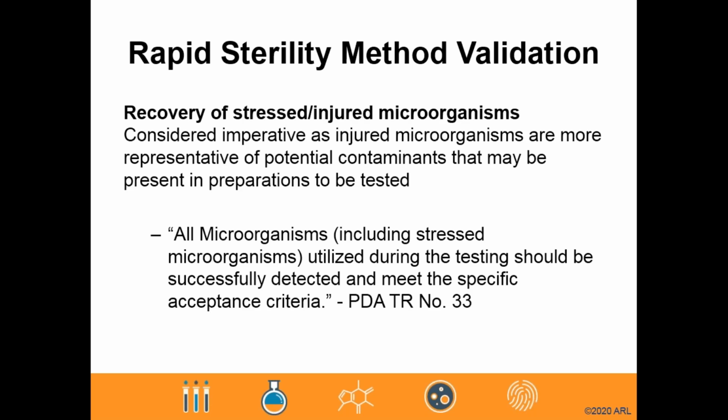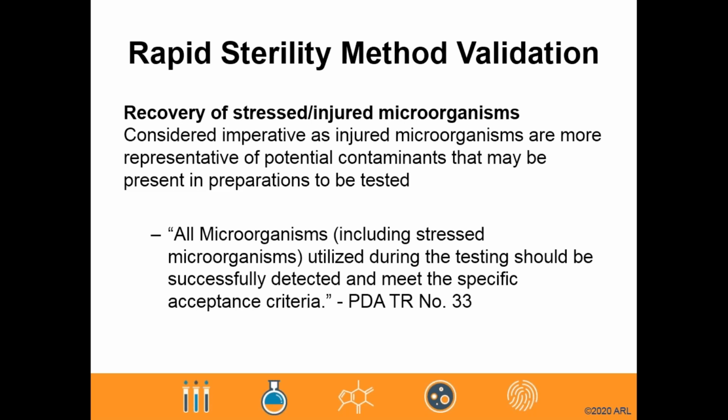When validating rapid methods for sterility testing, including stressed or injured microorganisms is highly recommended, as they are more representative of potential contaminants that may be present in samples to be tested. PDA Technical Report number 33 specifically mentions that a complete method validation should include the successful detection of stressed organisms. In order to perform this testing, methods are often used to obtain stressed or injured test cultures prior to testing.